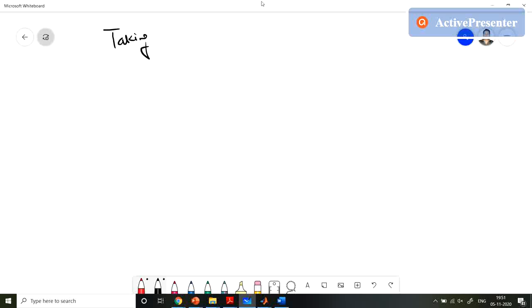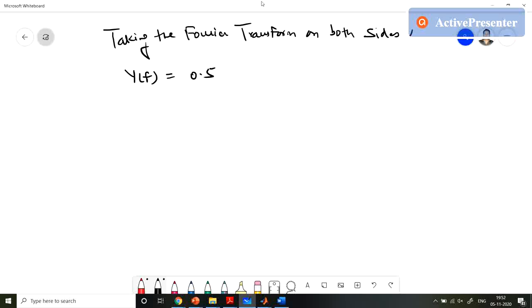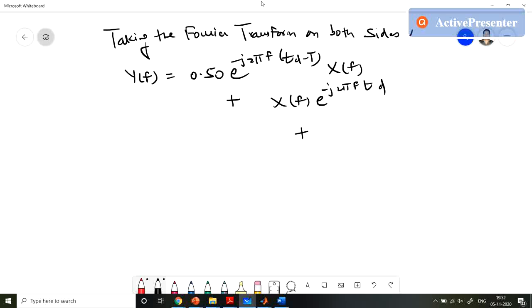Taking the Fourier transform on both sides, we get Y(f) = 0.50 e^(-j2πf(td - T)) X(f) + e^(-j2πf td) X(f) + 0.50 e^(-j2πf(td + T)) X(f).